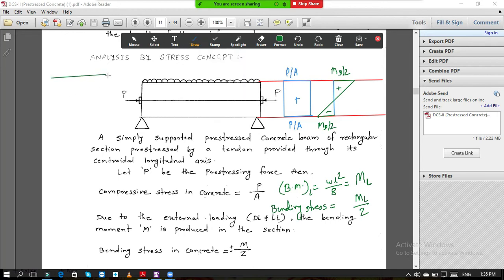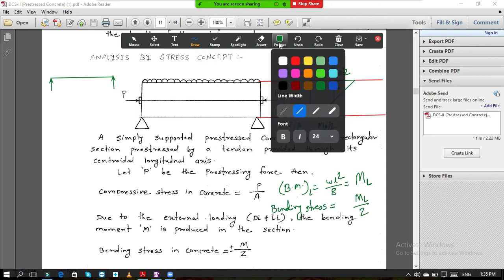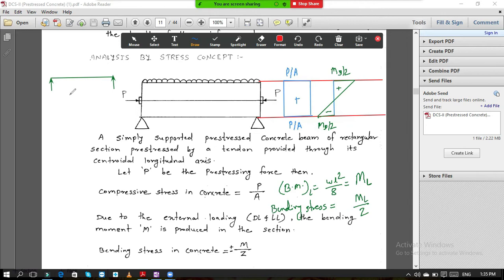So again, this is the beam. Here is the support given to the beam. Simply supported beam is there. Now what will happen due to the load? Suppose now this load is acting. Now this is your live load, not dead load.